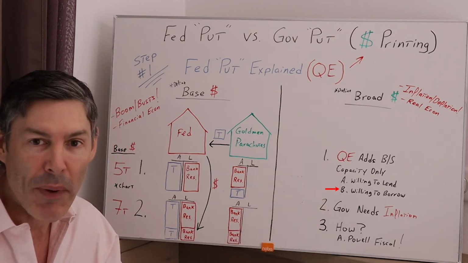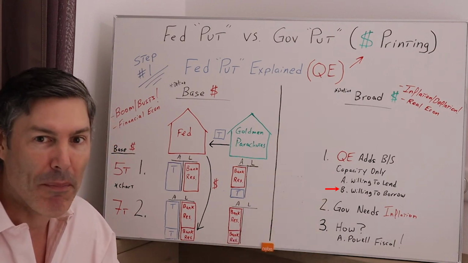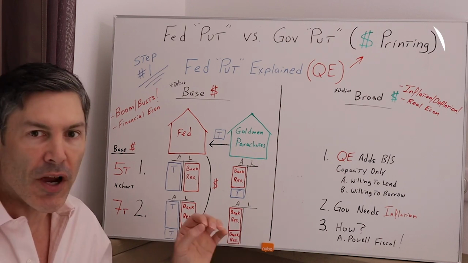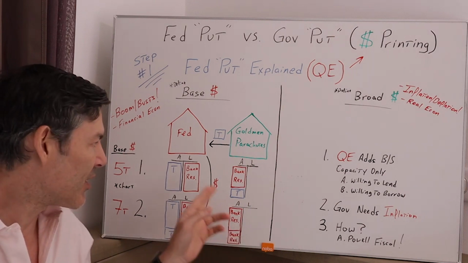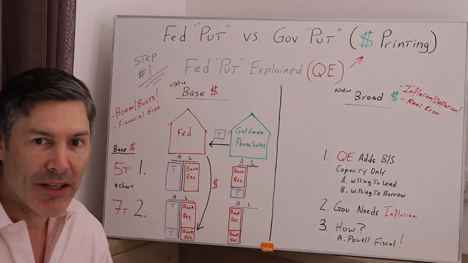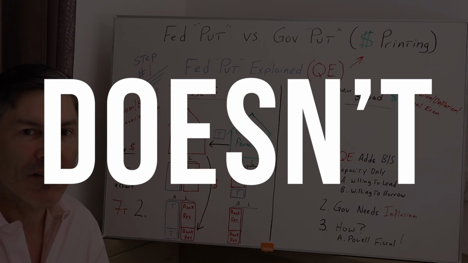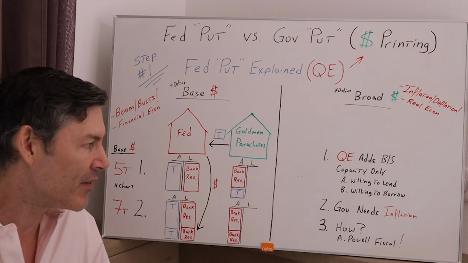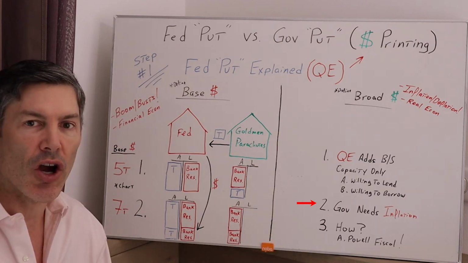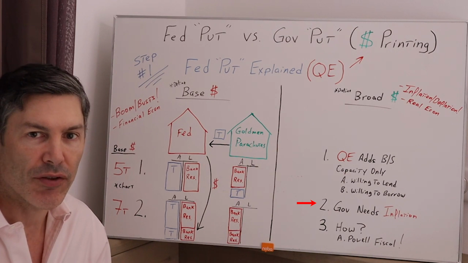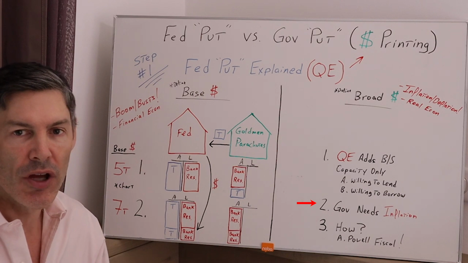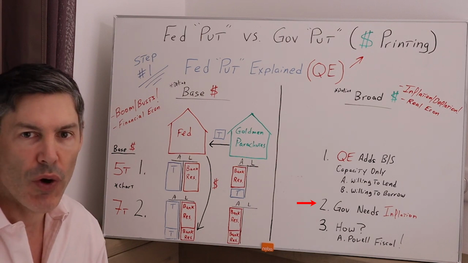Does your personal balance sheet have any more capacity to take on any more debt? No. Therefore, the additional bank reserves just get stuck at the Fed, and that additional balance sheet capacity for the commercial banks doesn't do anything. It remains stagnant. Let's not forget the government needs inflation. They're the largest debtor in human history. They have to have inflation or they're going to flat out default. Those are pretty much their only two options.